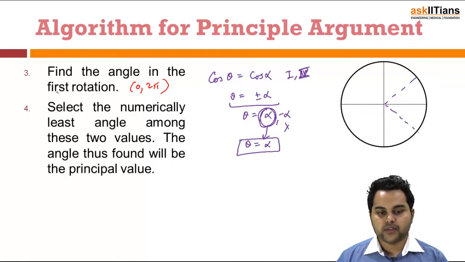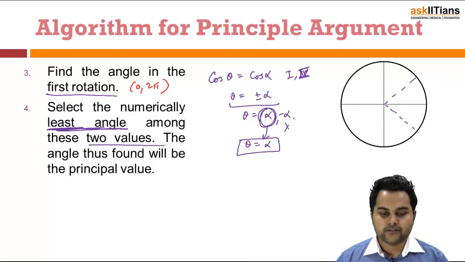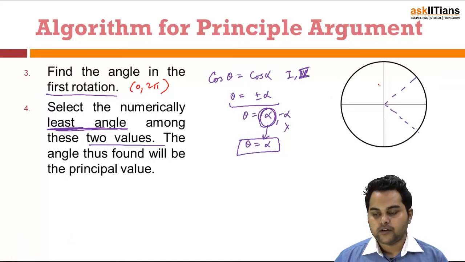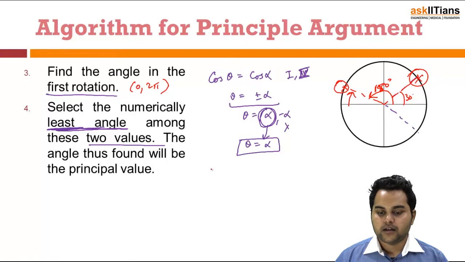So from this we have the angle must lie in first rotation, and of these two numerical values, I have to select the least angle among the two values. Or suppose if I have for sine theta, let's say the two values would be lying. First one would be alpha, and second one would be 180 minus alpha. So of these two values, suppose this is 30 degrees, so this would be 150 degrees. Now among the 150 degree and 30 degree, I would select 30 degree as my principal argument and reject 150 degrees.